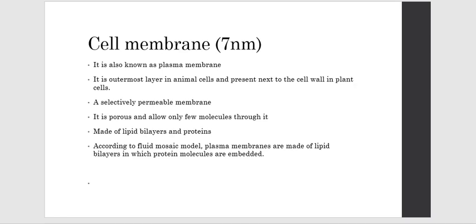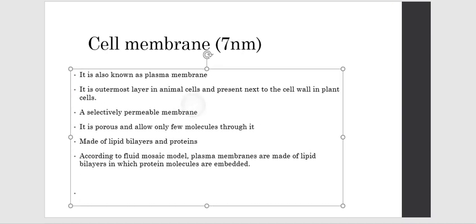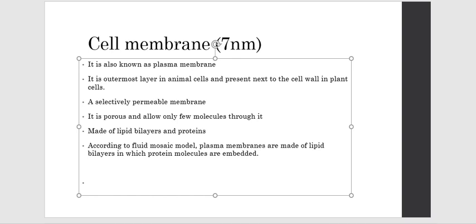Cell membrane is approximately 7 nanometers in diameter. It is also known as plasma membrane, and it is semi-permeable, that is, it allows only a few materials to pass through it. All the materials cannot pass through it, right? It is the outermost layer in the animal cells, and it is present next to the cell wall in the plant cells, because in the plant cells, the cell wall is the outermost layer. It is porous and allows only a few molecules to pass through it, as I have already told you that it is selectively permeable.